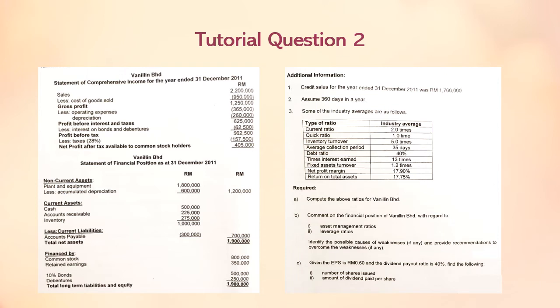And then they give you the information for the industry average, meaning that they need you to compare with the external competitors' average. Compute the above ratios, comment on the asset management and leverage by identifying the possible weaknesses and provide recommendation to overcome the weaknesses. And they also give you, let's say that the EPS is 60 cents, dividend payout is 40%, find the following: number of shares issued and dividend paid per share. Right? So let's see how we do the questions.